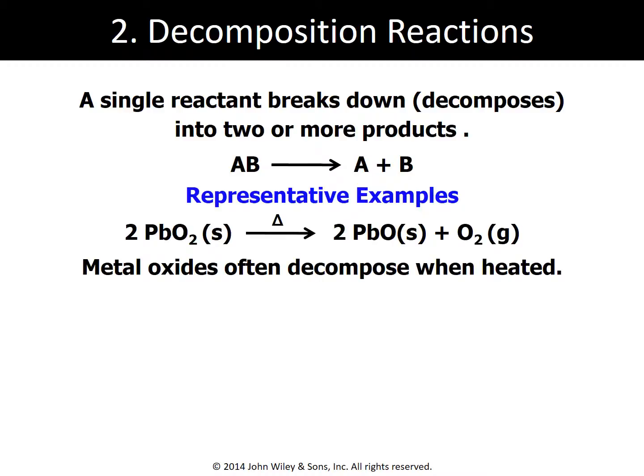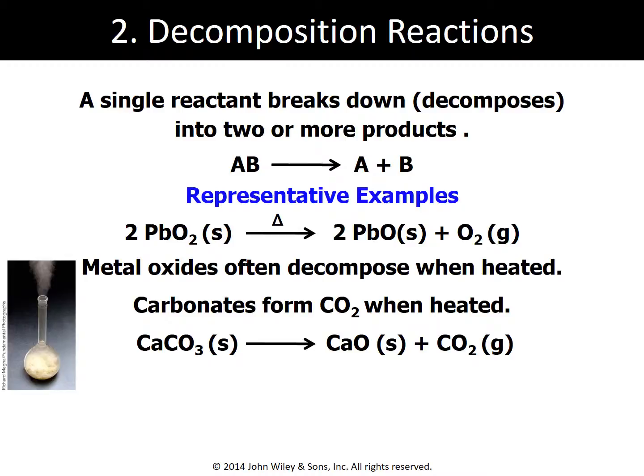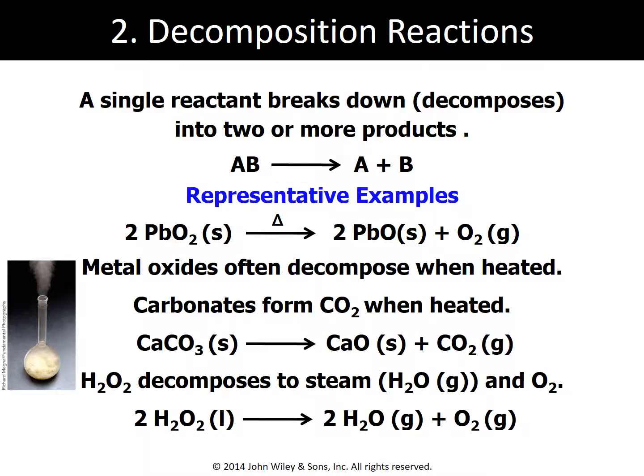So here we have a lead oxide breaking down into a smaller lead oxide, decomposing, and an oxygen gas. We also can see the same reaction with carbonates, and often you're going to see your B in these examples be gases. So we have oxygen in the first one, carbon dioxide in the second, and oxygen again in the last one. So again, decompositions are going to be one or small single reactants breaking down into two or more smaller products.